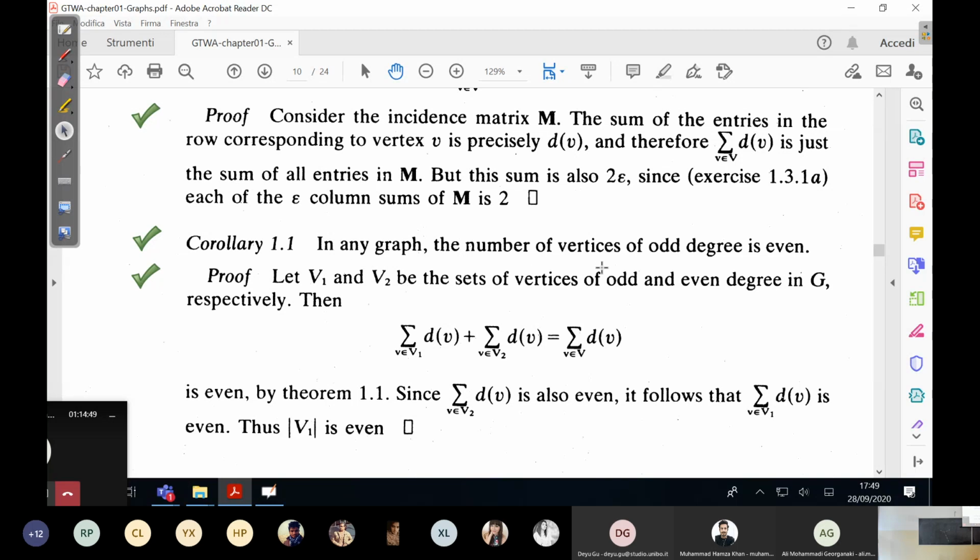Let's see a first consequence. In any graph, the number of vertices of odd degree is even.